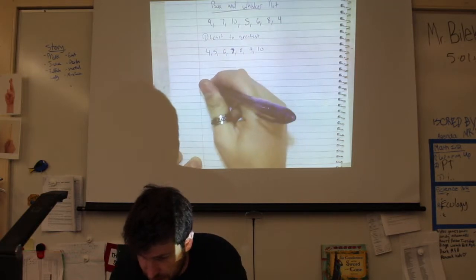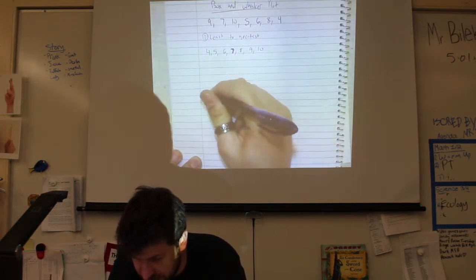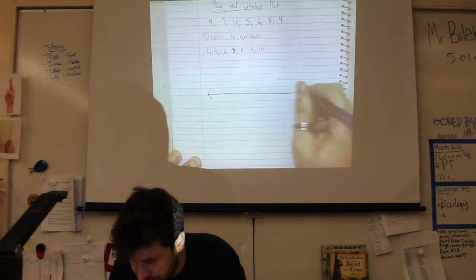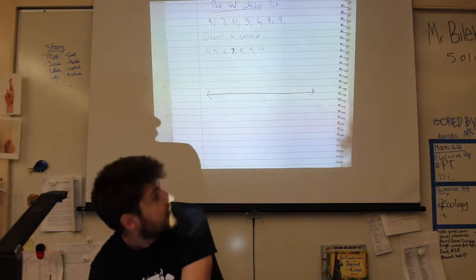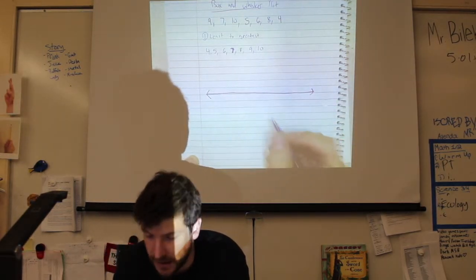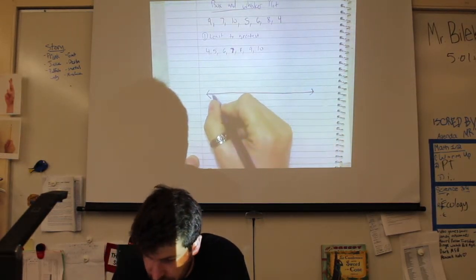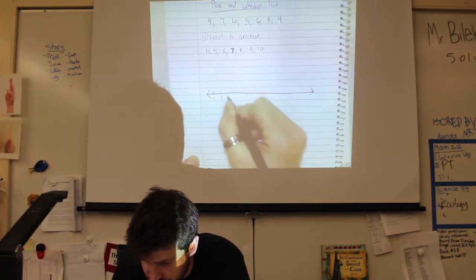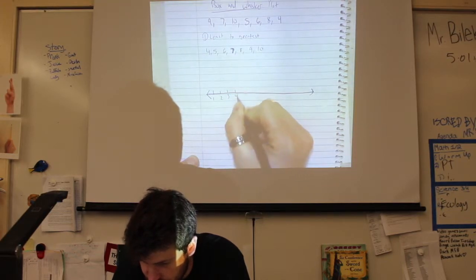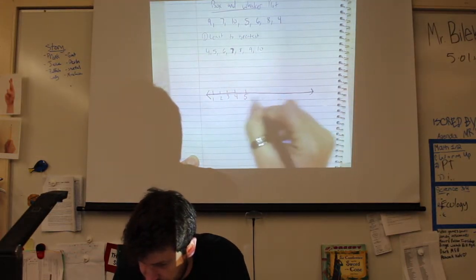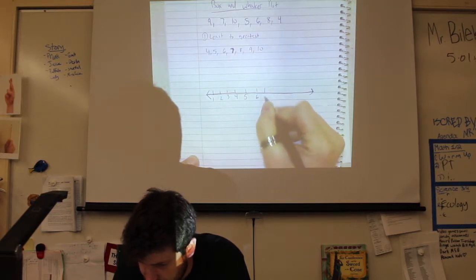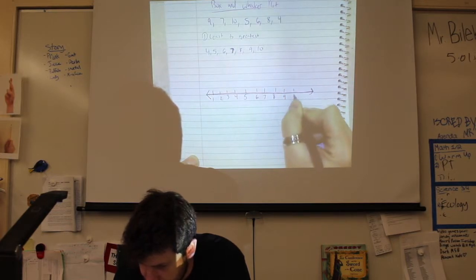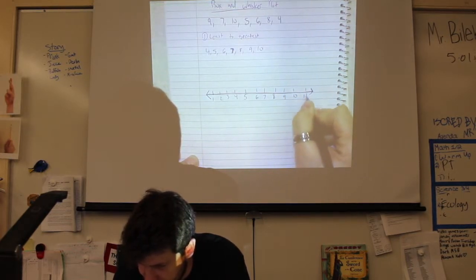So I'm going to make a number line. I'm going to give myself a little bit of room because I'm going to put my box and whisker plot on top of it. There's my number line, and I need to number it, and I'm going to start at 3. Well, I should just start at 1. 1, 2, 3, 4, 5, 6, 7, 8, 9, 10, 11.